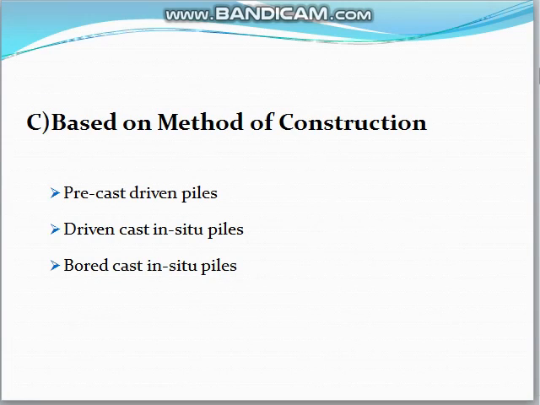Based on the method of construction, there are three types: precast driven piles, driven cast in situ piles, and bored cast in situ piles. So let us see each and every one.